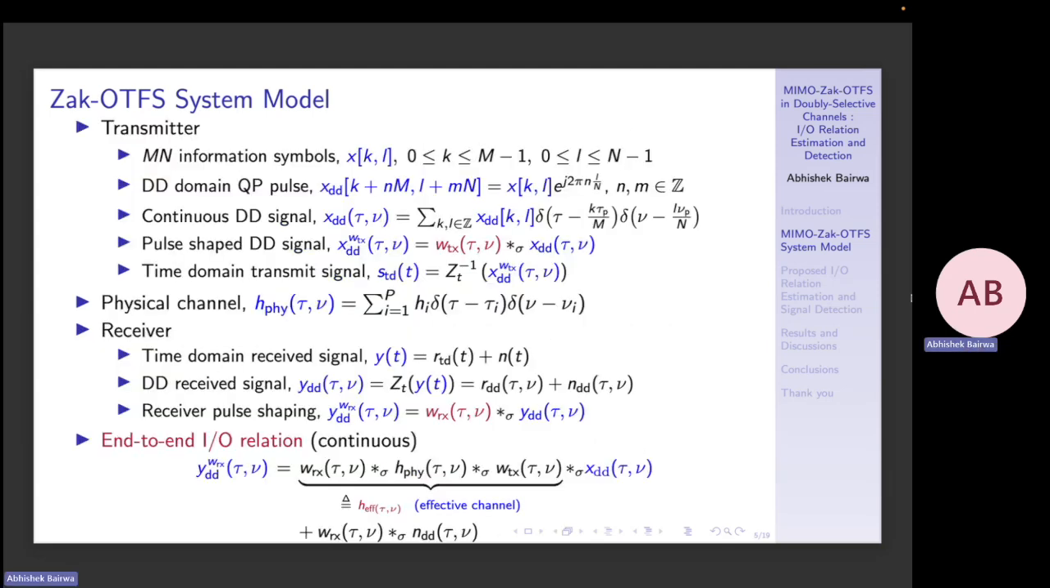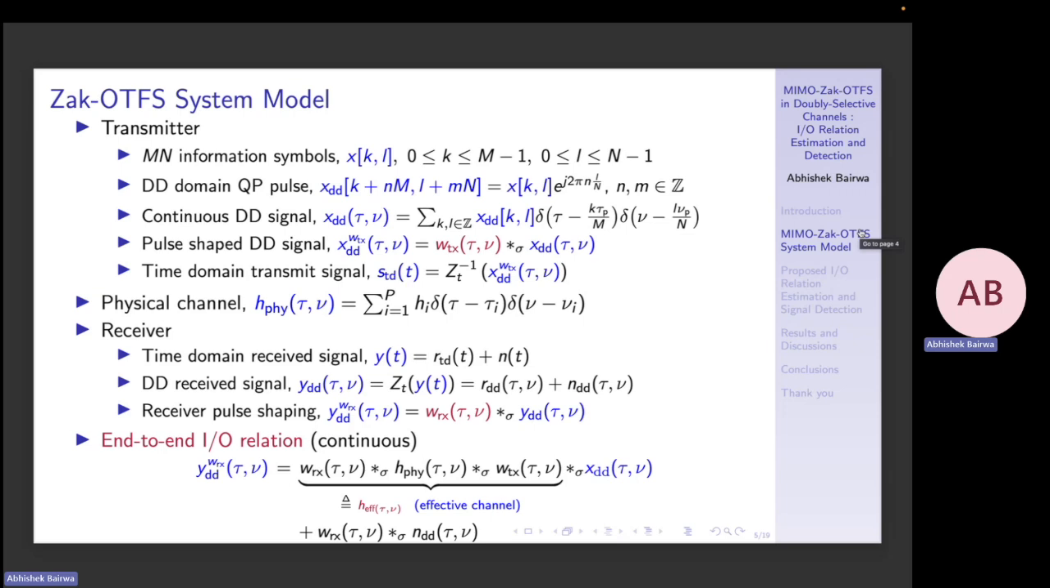So these are some equations that depict the signal flow in Zak-OTFS. At the transmitter, the fundamental region is divided into MN bins. Each bin contains an information symbol that is denoted by x[k,l]. k ranges from 0 to M-1, l ranges from 0 to N-1. And these information symbols are embedded in delay Doppler domain by the second equation. This ensures the quasi-periodicity of the discrete DD domain pulse.